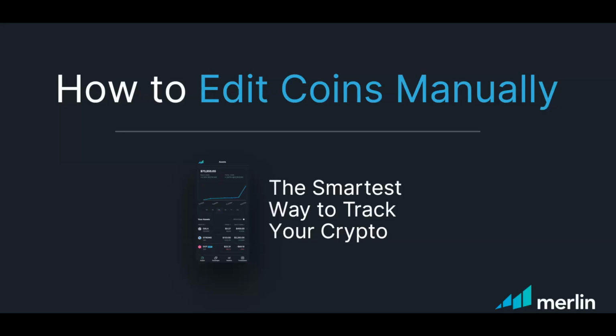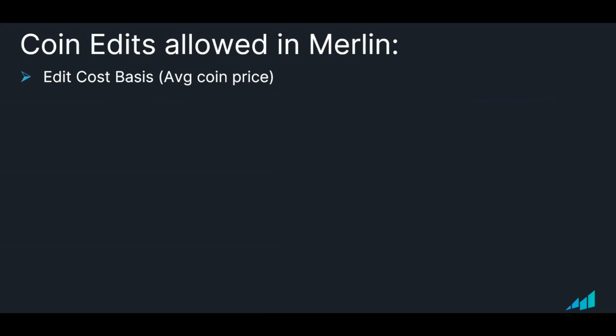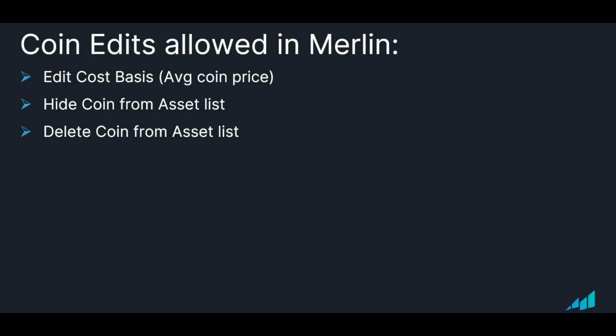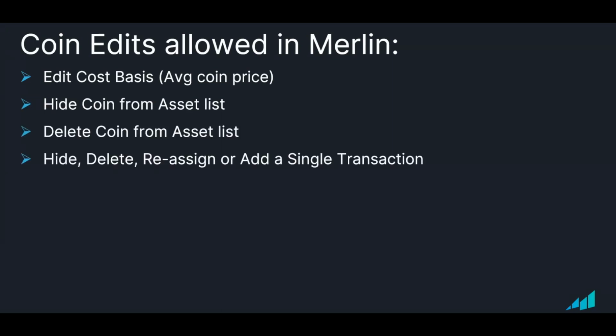In this video you will learn how to edit and remove coins using Merlin's editing features. The following coin edits are available in Merlin. How to edit your cost basis, which is also known as your average coin price. How to hide or delete coins from your asset list. How to hide, delete, reassign, or add a single transaction. Finally, you will learn how to change or reassign your coin ticker symbol.